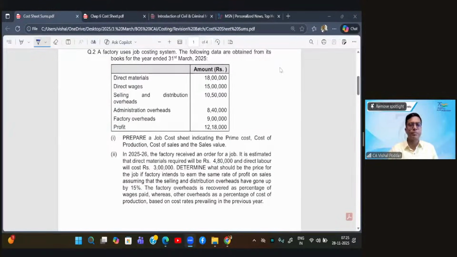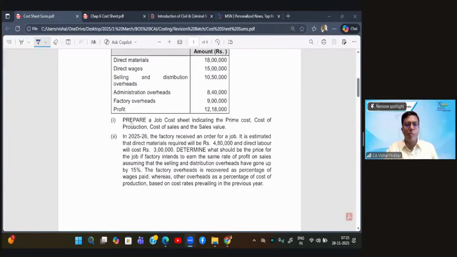Now, what have they said? A factory which uses job costing system, the following data is obtained from the books: direct material, direct wages, selling, distribution, administration, factory overheads. Now, if nothing is given, you consider administration as general administration. This assumption you should keep in mind.